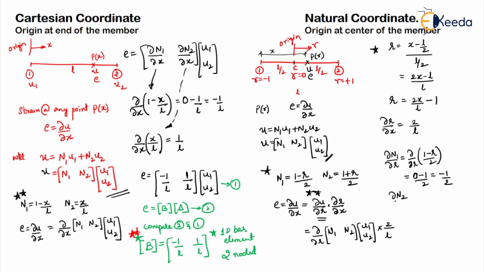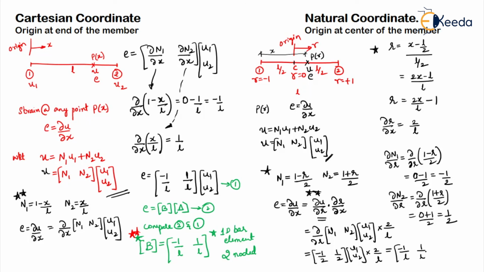Then coming to dou N2 by dou R. That will be dou by dou R of 1 plus R by 2. The differentiation of this is 0 plus 1 by 2. That will be 1 by 2. Right. So now substitute that here. What will you get? Here it is minus 1 by 2, here it is 1 by 2, into your U1, U2 multiplied by 2 by L. So 2 by L will get multiplied at both places. The denominator and numerator 2 will get cancelled. So you will get minus 1 by L, and here you will get plus 1 by L, into your U1, U2.